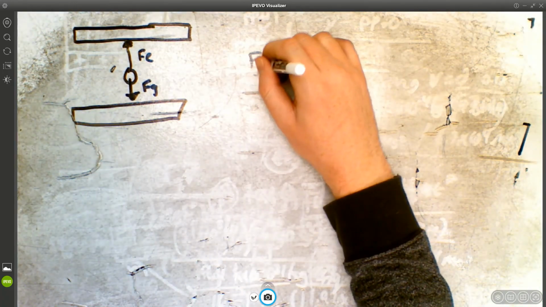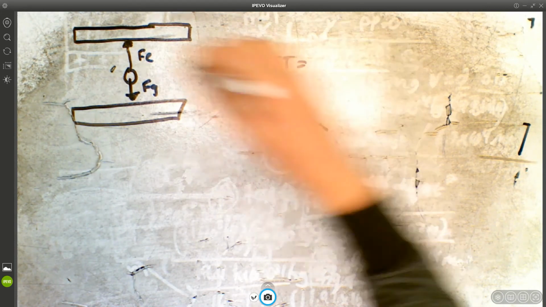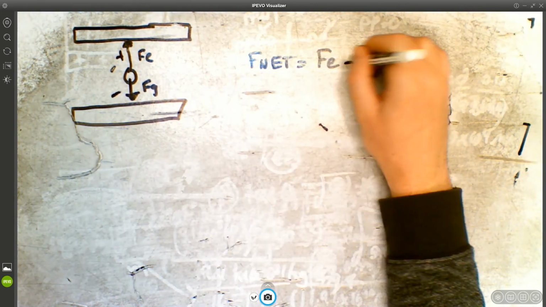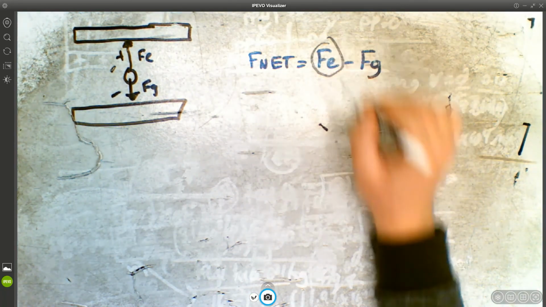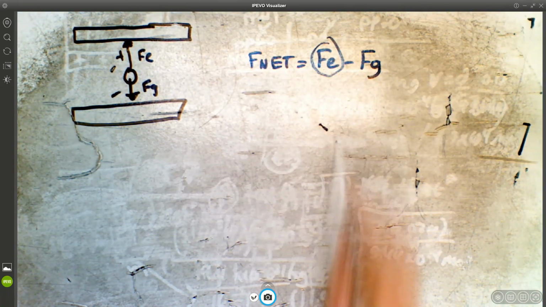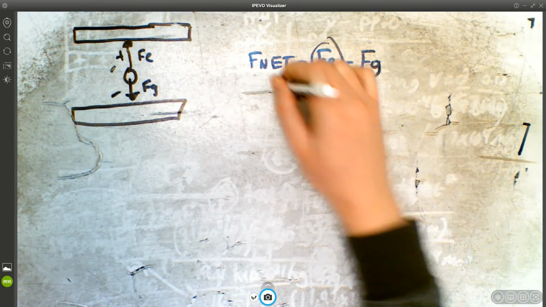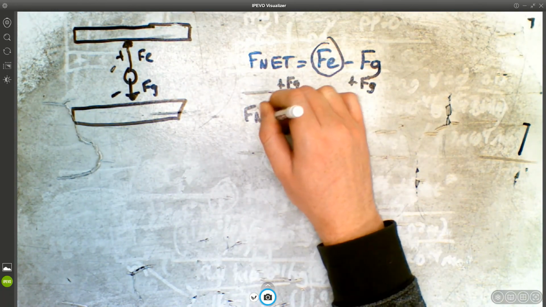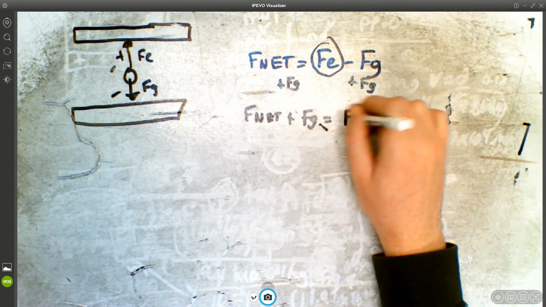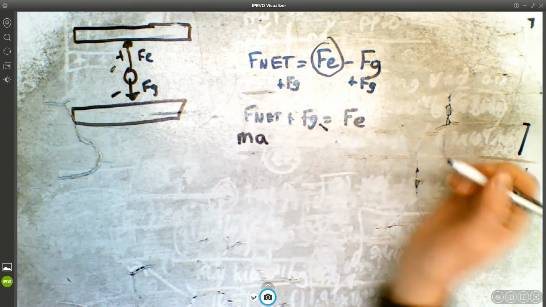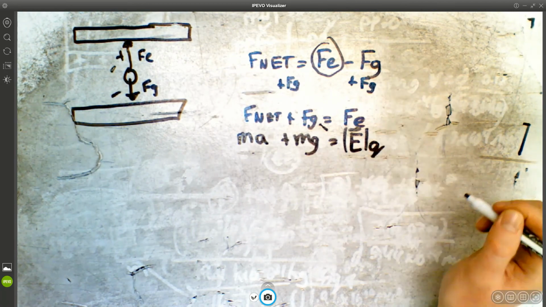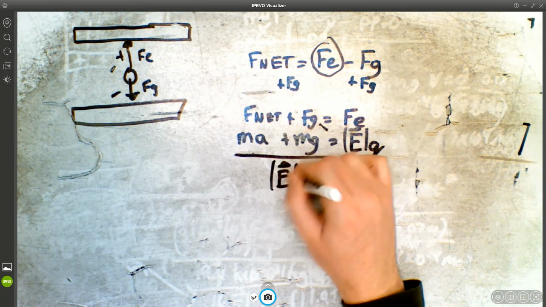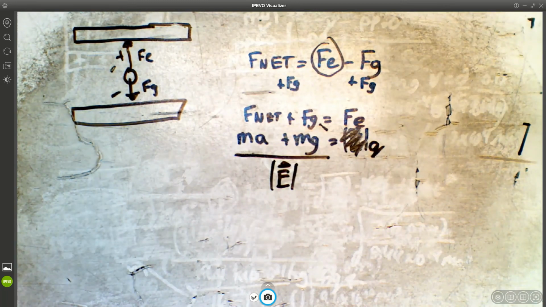So we can write an F net equation. So F net, I'm going to make this positive, this negative, is Fe minus Fg. Right, we want to find the magnitude of the charge, which is going to be in here. So I'm going to add an Fg to both sides. So we get F net plus Fg is equal to Fe. Okay, mass times acceleration, mg, and then this is going to be EQ. So I'll move my electric field down below like that, and that's how we'd find the charge.